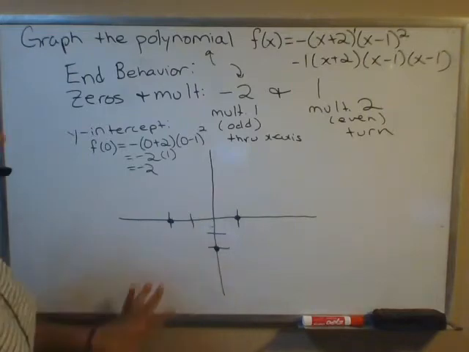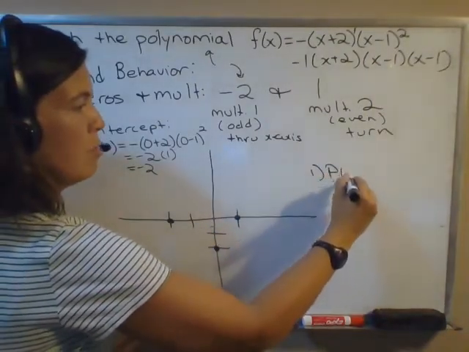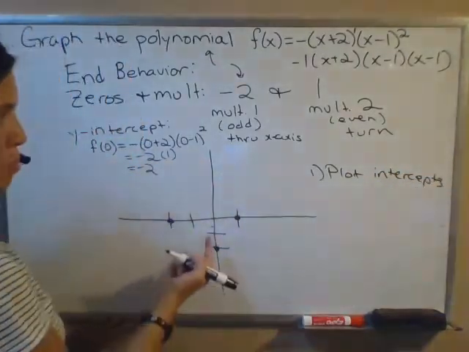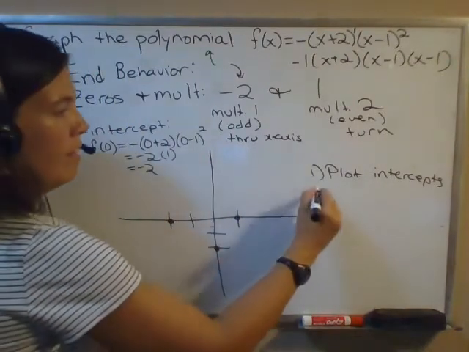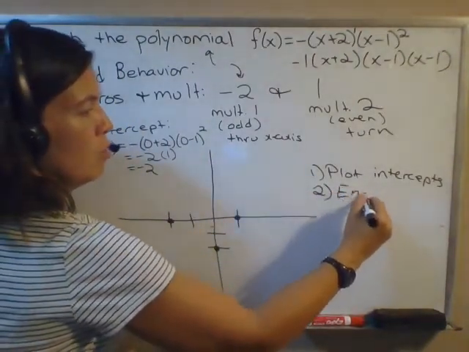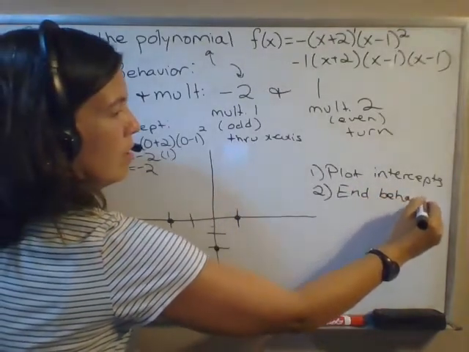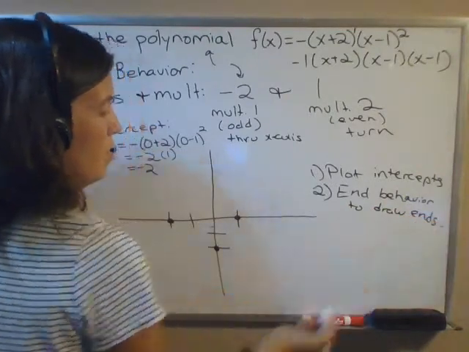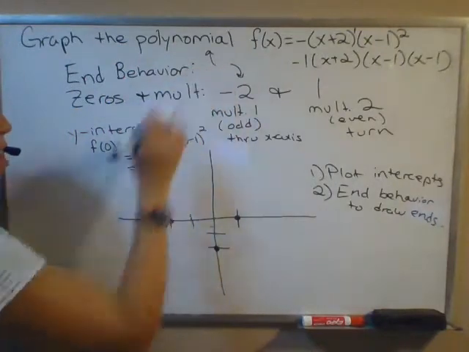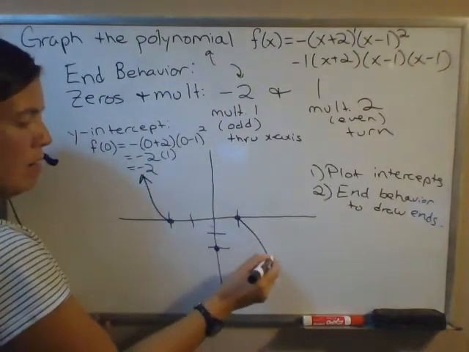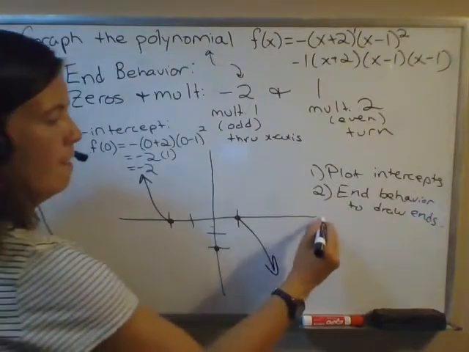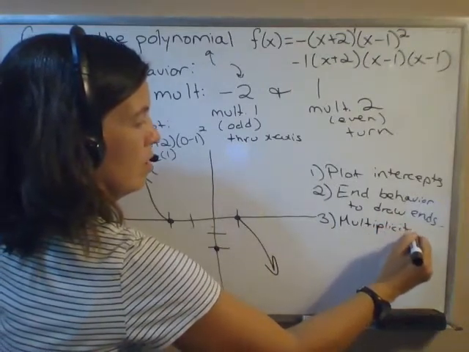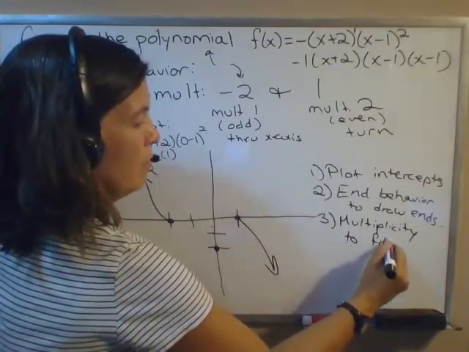So when we're actually sketching, first plot the intercepts. So again, the zeros are the x-intercepts. To find the y-intercept, you substitute 0 for x. Then use the end behavior to draw the ends of the graph. So end behavior is up on the left, like this, down on the right. So that's what I mean by draw the ends of the graph. And then use the multiplicity of the zeros to fill in the middle.